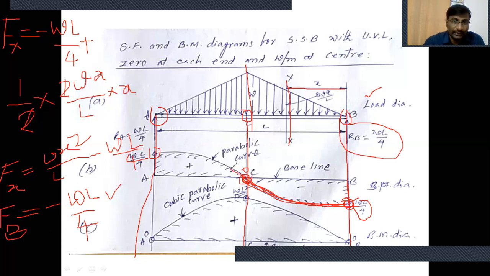Again join 0 and WL by 4 by the parabolic curve like this. So close it. After drawing the baseline ABC, locate the negative WL by 4 at point B, 0 at point C, and positive WL by 4 at point A. Like this, you have to join all these points, then we can get the shear force diagram.